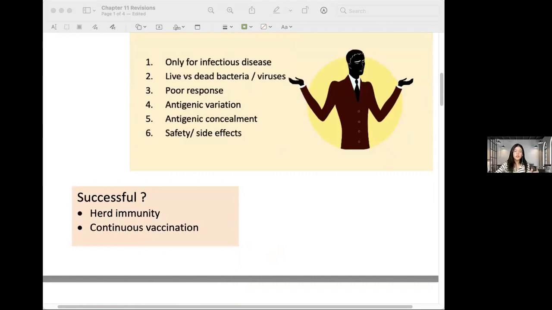So in order to make vaccination successful, we have to vaccinate nearly everyone in a population, which is herd immunity. So there will be no symptoms, no reservoir, and no transmission. Number 2, continuous vaccination, same: no symptoms, no reservoir, no transmission, and no recurrence.